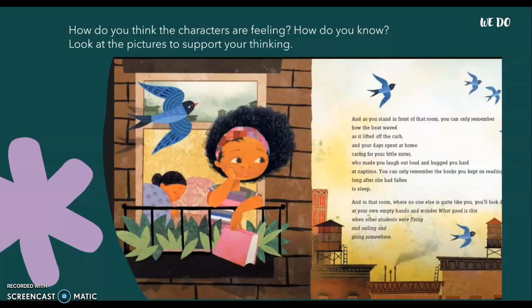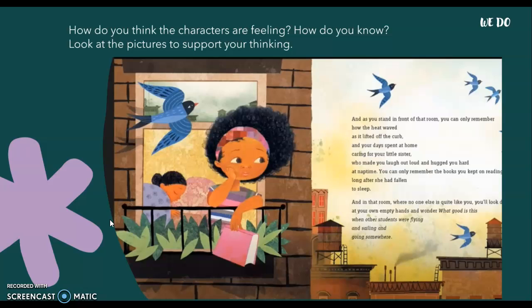How do you think that the characters are feeling? And how do you know? Look at the pictures to support your thinking. Let's try this one together. Look at the girl in the picture. Is she smiling? What is her facial expression like? Her hand is on her cheek, which shows that she probably isn't very happy, but more so that she might be wondering. Her eyes are glancing out into the distance. She's holding just a book.